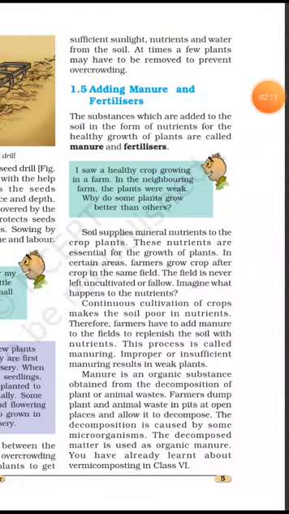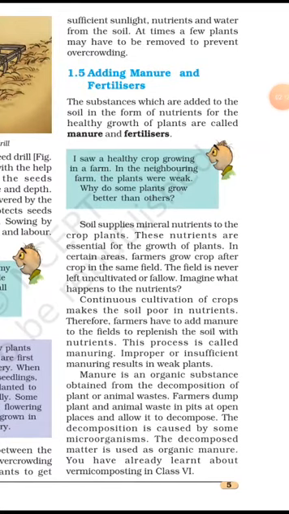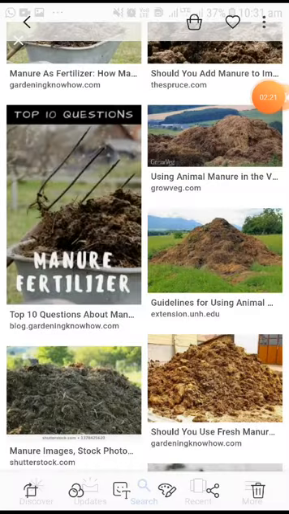Look children, here we are reading about adding manure and fertilizers. And how does it help? Manure and fertilizers help the plant to get a better yield by providing nutrients to the plants. You can see children, here are some of the examples.